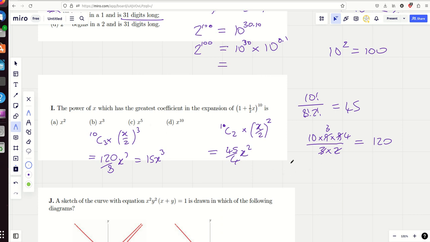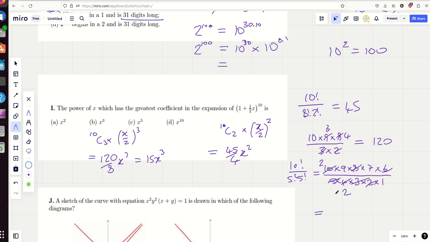What about x to the 5? 10 factorial over 5 factorial, 5 factorial. That's 10 times 9 times 8 times 7 times 6 over 5 times 4 times 3 times 2 times 1. We have to do these quickly because we get rushed in these questions, don't we? 3 and 2 is 6. What else can we cancel out? 10 and 5 is 2. 8 and 4 is 2. I'm trying to cancel the ones on the bottom. So I've got 18 times 7. What is 18 times 7?